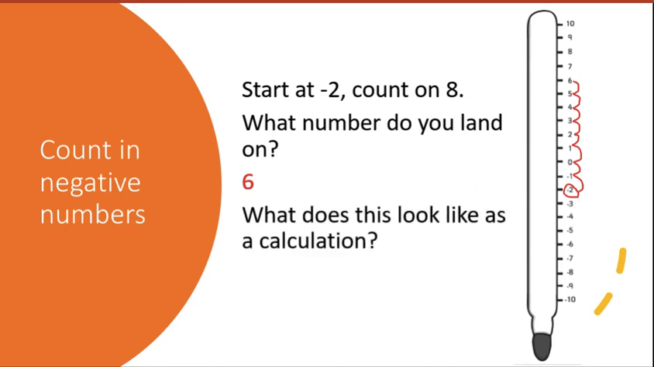So what does this calculation look like? We started on minus 2, we counted on, which means we added, we got to the number 6. Minus 2 plus 8 equals 6. You'll see, again, it does look a little bit like a takeaway, but it's not. It's the minus sign. Minus 2 plus 8 equals 6. Let's look at our next example.